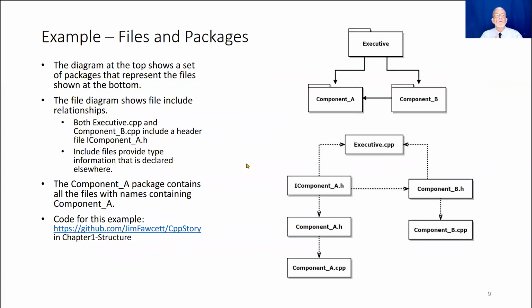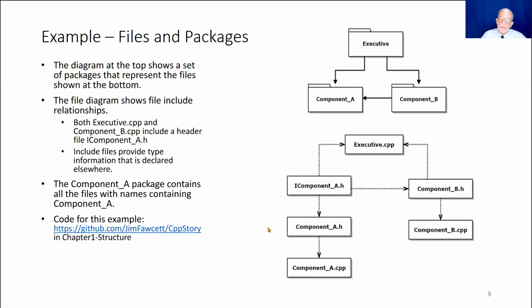Okay, so let's talk about code structure. Here's a little example I put together that has three packages: an executive package, a component A package, and a component B package. I'm showing here the files for those packages and their pound include paths. So executive includes ComponentA.h and ComponentB.h, and ComponentA.h includes this header file, and ComponentA.cpp includes this header file. And the same for component B.